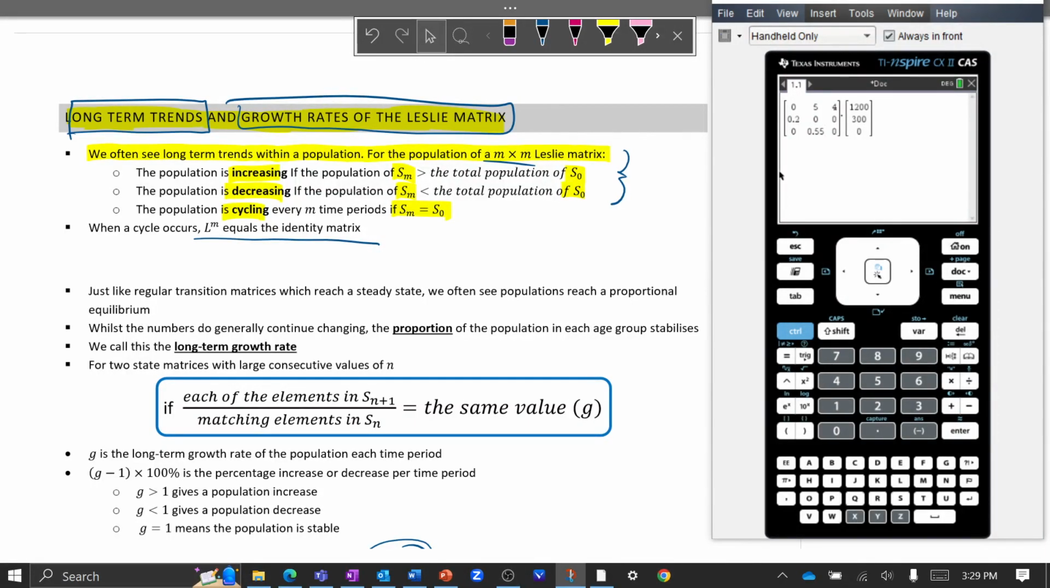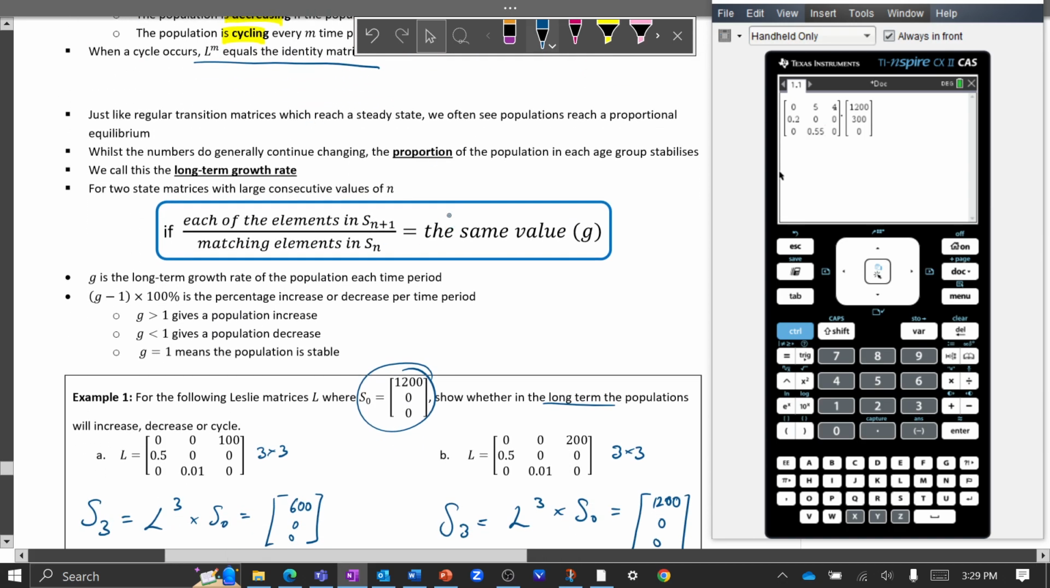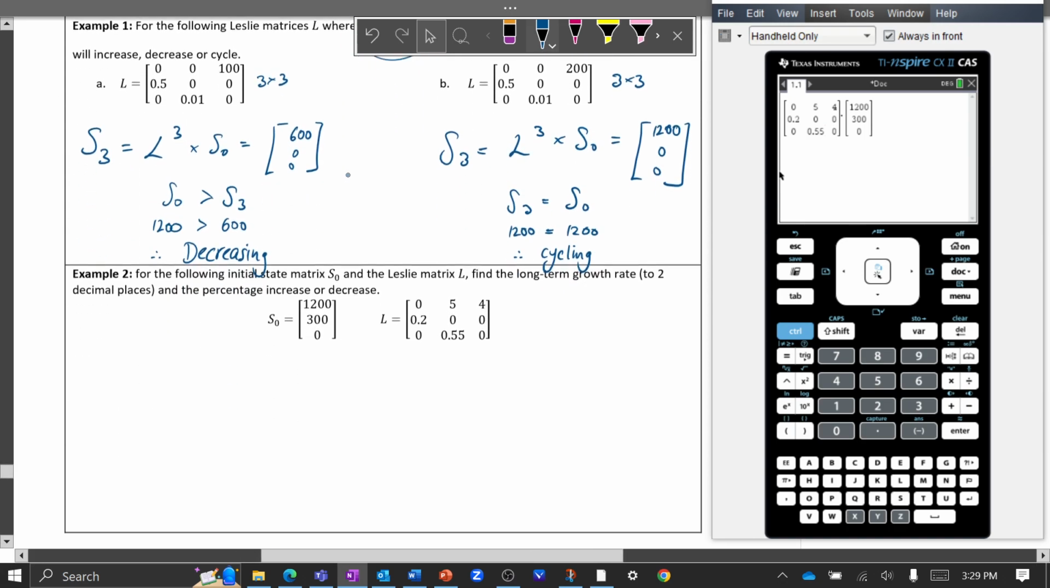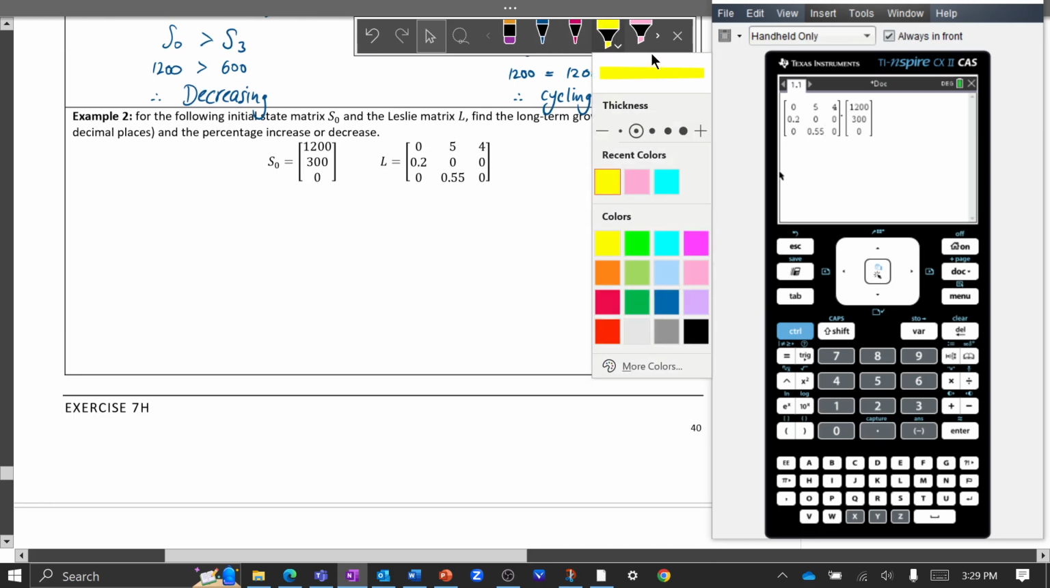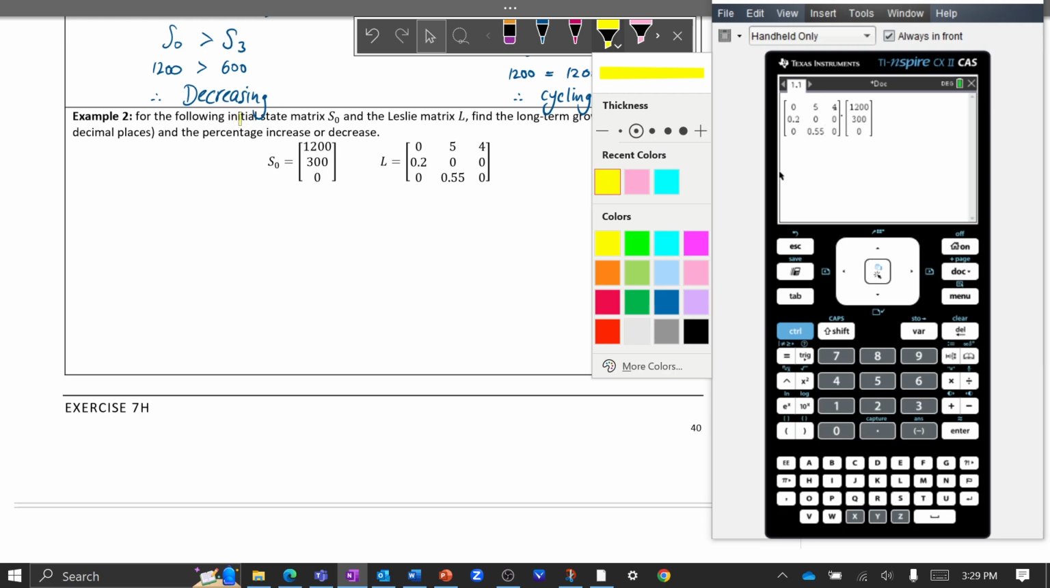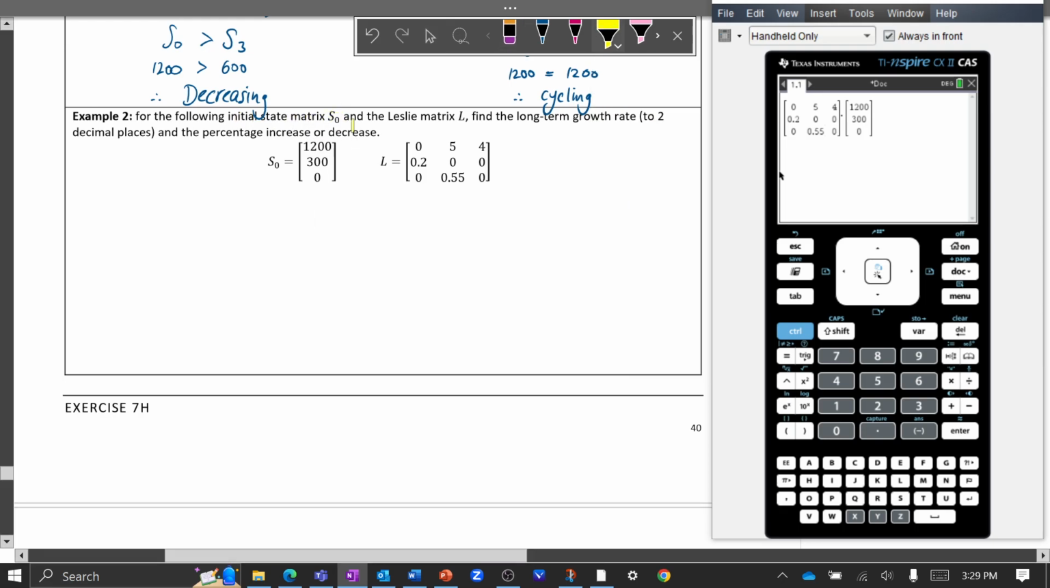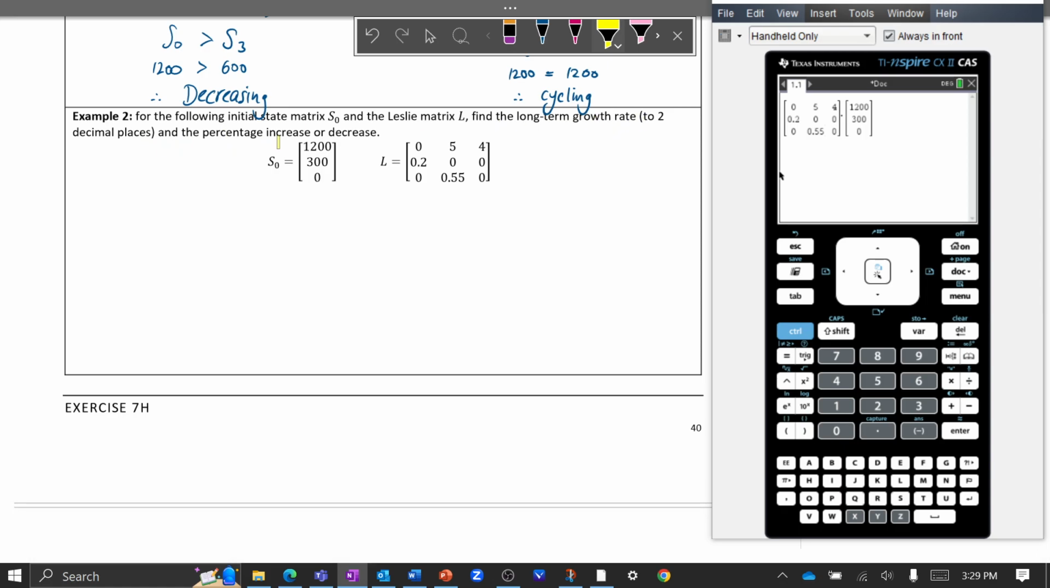All right, we are now going to talk about growth rates of Leslie matrices. So it's these notes here, but before we dive into the notes, we're just going to go through this example here. So let's read the example and see if we can make some sense of it. It says, for the following initial state matrix S of 0, the Leslie matrix L, find the long-term growth rate correct to 2 decimal places and the percentage increase or decrease.